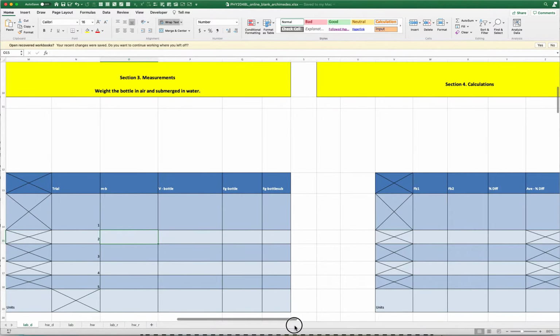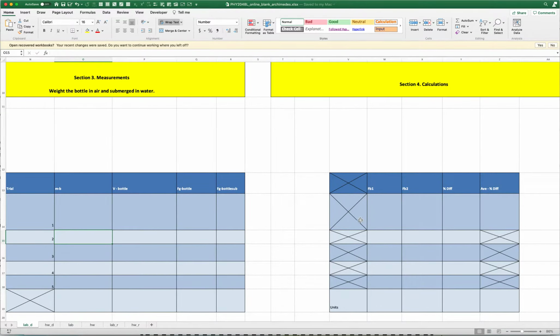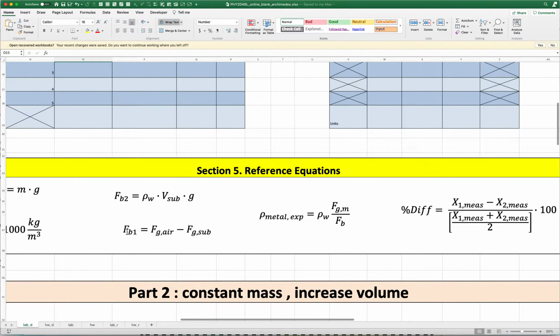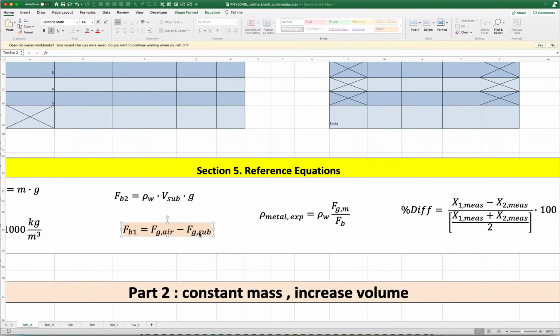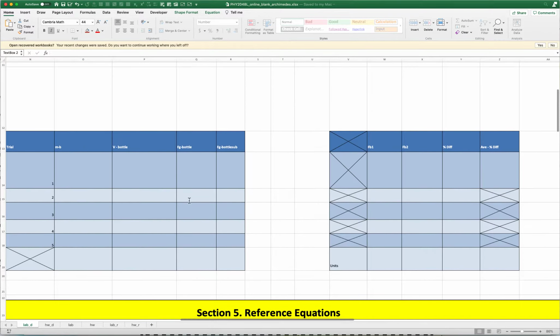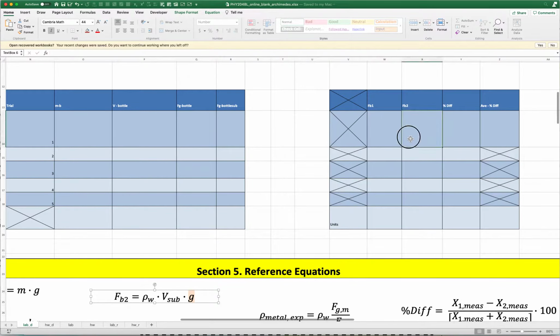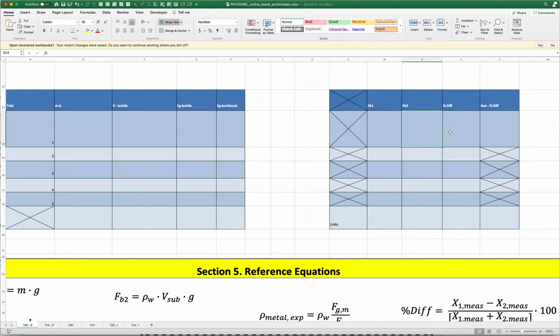For your calculations, you're going to calculate the buoyant force using two formulas. If you go down over here, for one formula, you're going to get the buoyant force by calculating the difference between the weight of the bottle in air and the weight of the bottle submerged in water, which means using the difference between these two values here. And that's going to give you buoyant force 1. For buoyant force 2, you're going to use this formula, which is the density of water, the volume of the bottle that's submerged, and then gravity. And that's going to give you buoyant force 2. And then from there, you'll calculate the percent difference between those two buoyant forces.